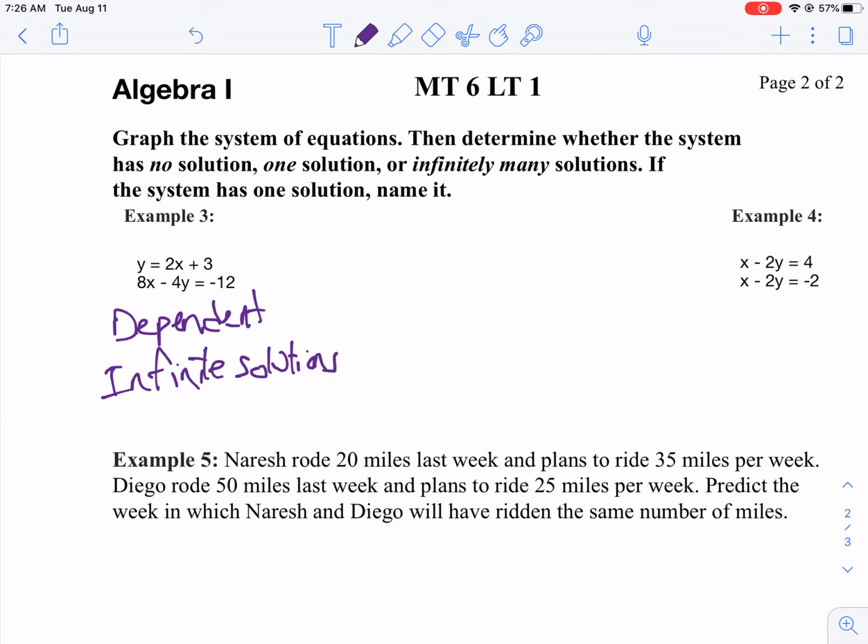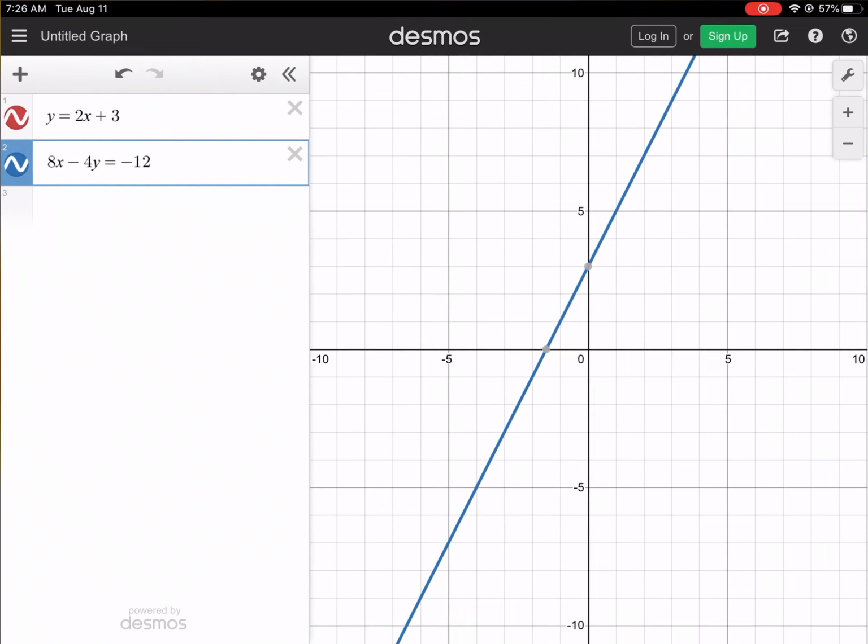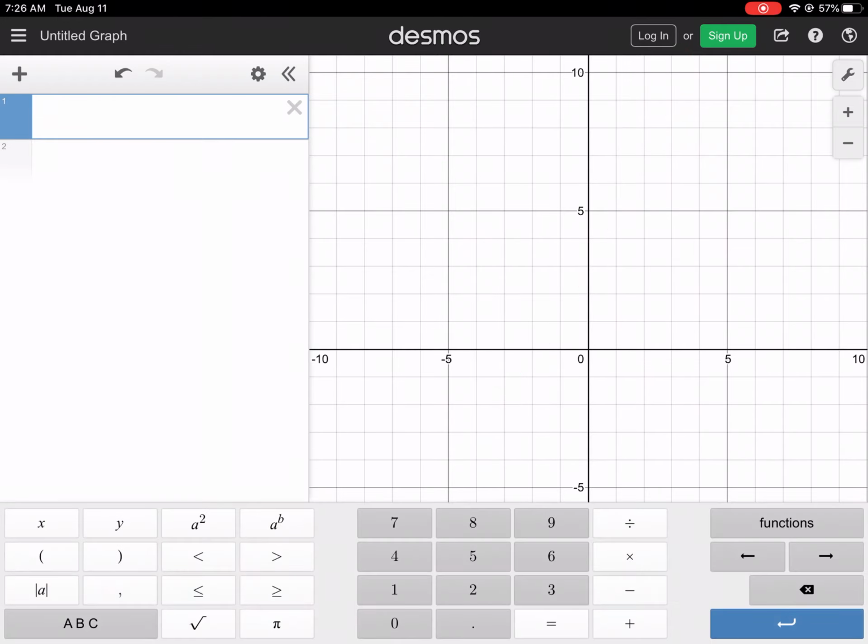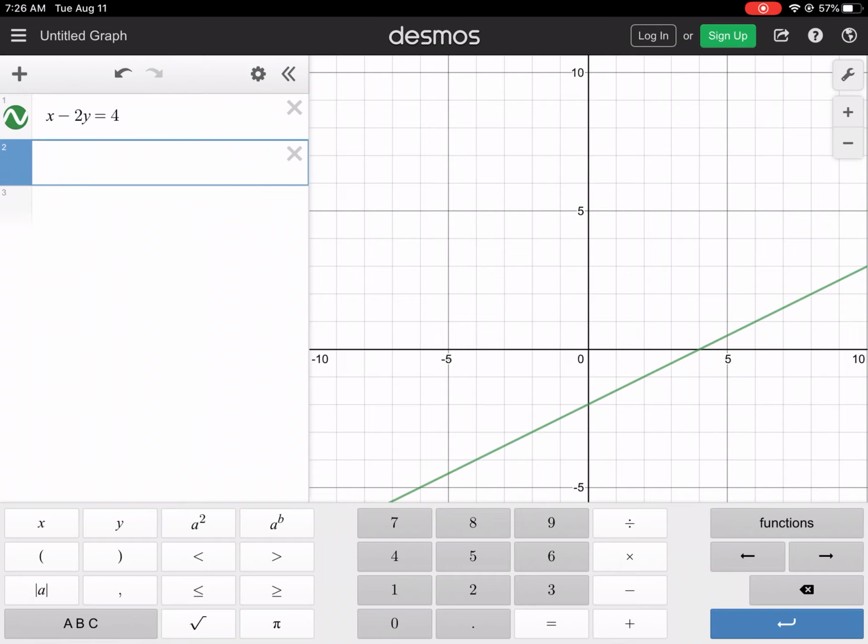Now let's take a look at example 4. We're going to do x minus 2y equals 4. I'm just going to click on the x's and get rid of it. So we'll say x minus 2y equals 4. And my other equation is x minus 2y. Whoops, got x plus 2y there. x minus 2y equals negative 2.